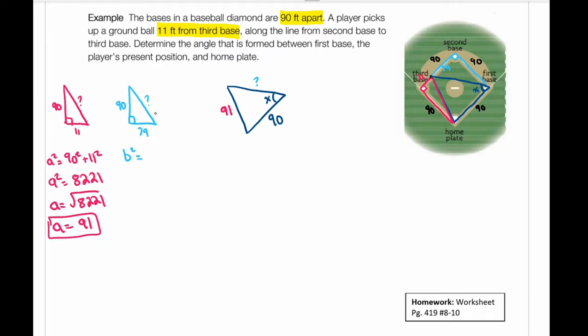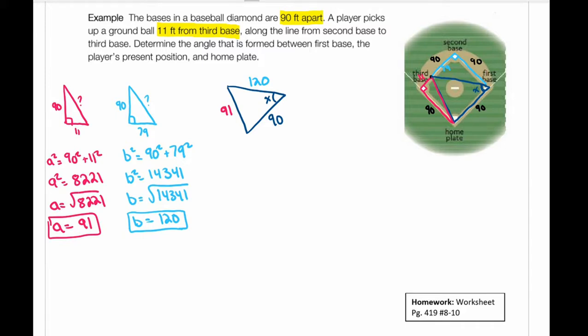B squared is our unknown, equals 90 squared plus 79 squared. So B squared equals 14,341. To get B by itself, I need to square root that. B equals basically 120 rounded. So I can replace that in our triangle now. Now I have enough information to solve for my missing angle.